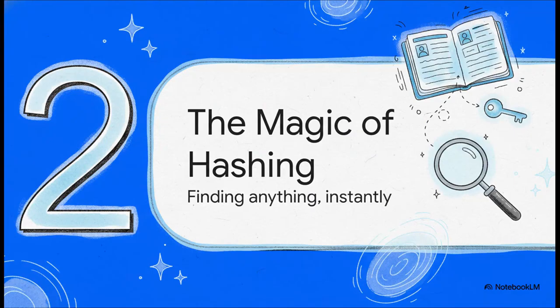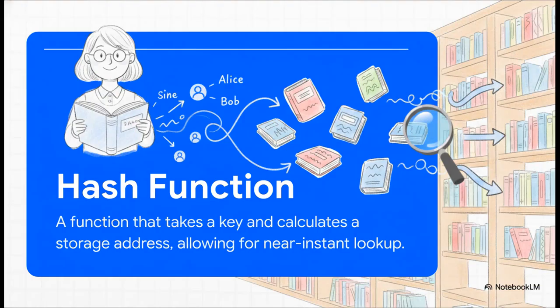Okay, so heaps are fantastic for finding the most important thing. But what if you don't care about importance? What if you just need to find one specific thing, like looking up your friend's phone number? For that, we need a totally different kind of magic. We need hashing. And at the heart of this magic is something called a hash function.